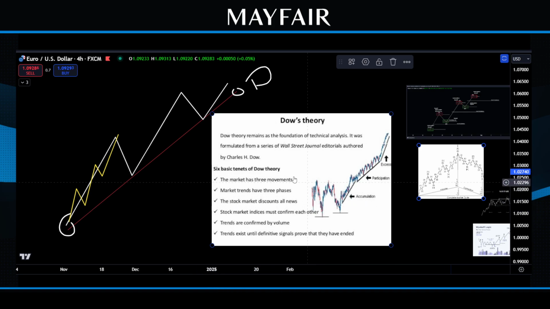The third point in terms of the Dow theory is the stock market discounts all news. So the price is already baked in, in essence. Now, a little bit further away from whether you're trading Forex, Bitcoin, oil, or gold, when the theory was first written about, indices was ultimately what Dow is known for. You've probably heard of the Dow Jones.